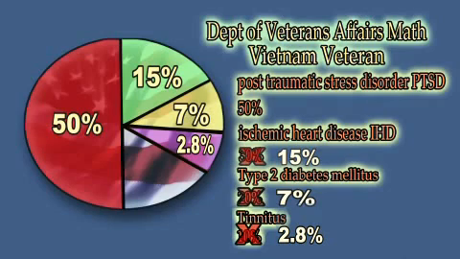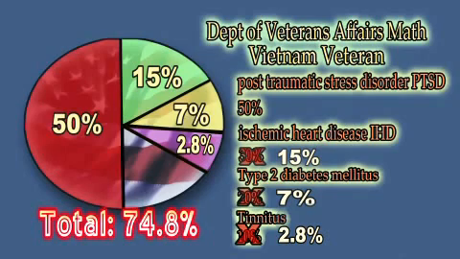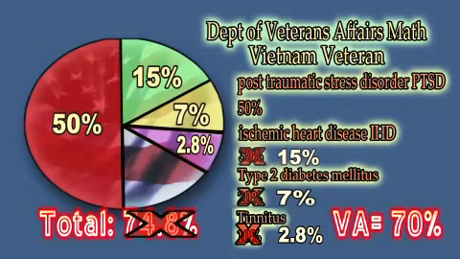And when you calculate everything up, according to VA math, he's 74.8% disabled. In this case, the VA rounds down, and guess what? The veteran is still getting 70%, even though he has two additional disabilities on top of the disabilities that would have gotten him 70% in the first place.